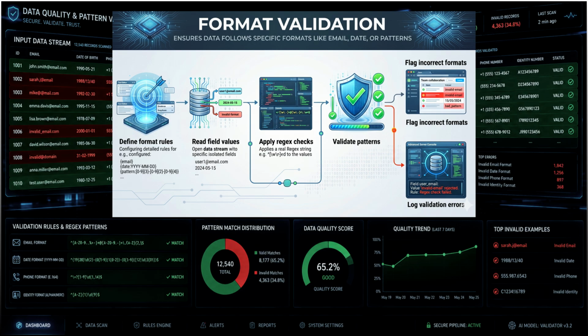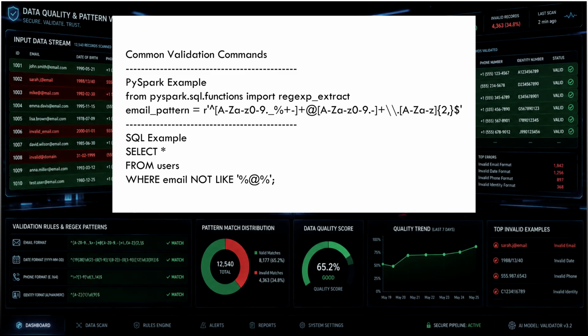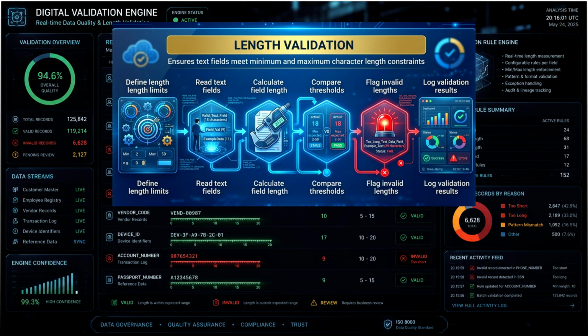Incorrect formats can cause API failures, delivery issues, authentication errors, and compliance problems. So this type of validation is commonly implemented using regular expressions and rule-based parsers. Next, we have the length validation. Length validation ensures text fields meet defined minimum and maximum character limits.